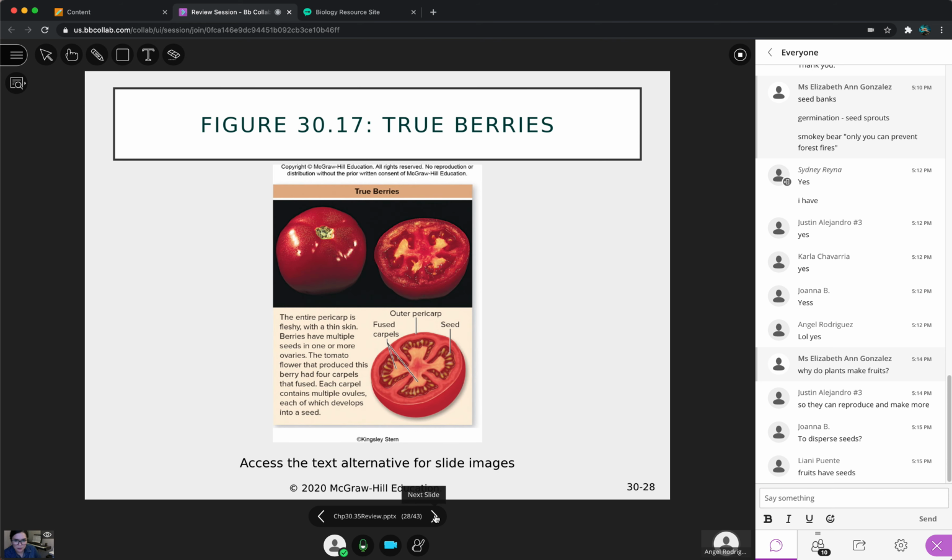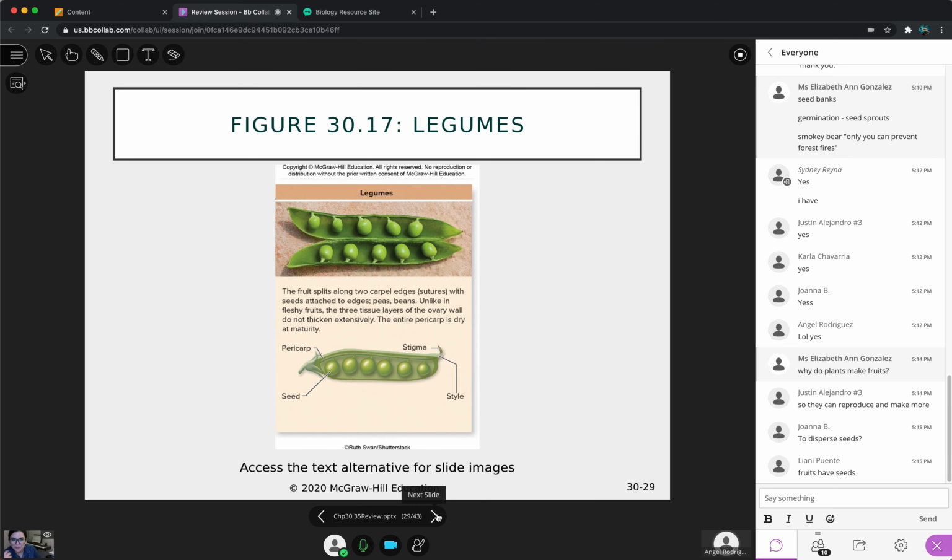I have some pictures of different types of fruits. This is a berry, which is a tomato. I know we don't really think of that as a berry, but that's one. A legume is going to be things like, here you've got peas. What's another popular legume?